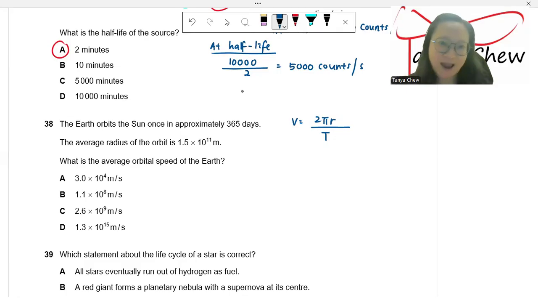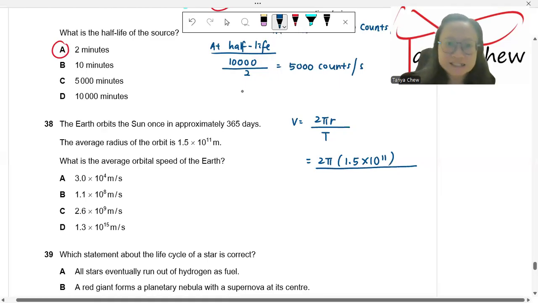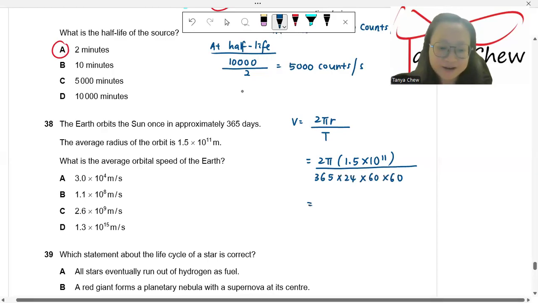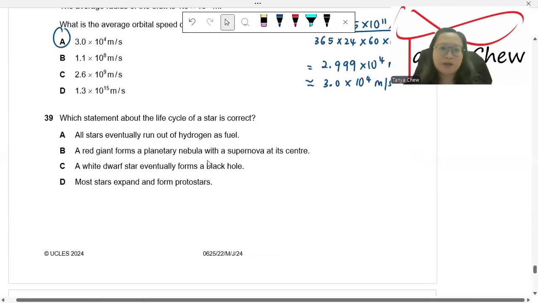Right, so now what's the average orbital speed? 2 pi r, where r is the average orbit radius, 1.5 times 10 to the power 11, over t. The orbital speed must be in seconds. This is 365 days. 1 day you have 24 hours, 1 hour 60 minutes, 1 minute 60 seconds. Right, so you have 2.999 times 10 to the power of 4 meter per second. So I round it off to 3 times 10 to the power of 4 meter per second. A is the answer.